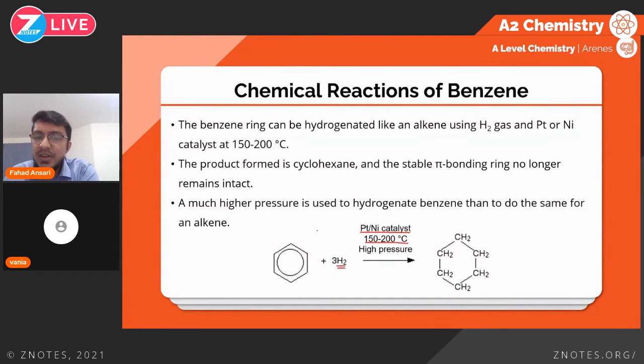So in order to break that, what we're going to do is use high pressure. High pressure is going to ensure that the benzene ring, the pi bonding ring, breaks and all the carbon atoms get bonded to two hydrogen atoms instead of just one. And so this final product over here is called cyclohexene.